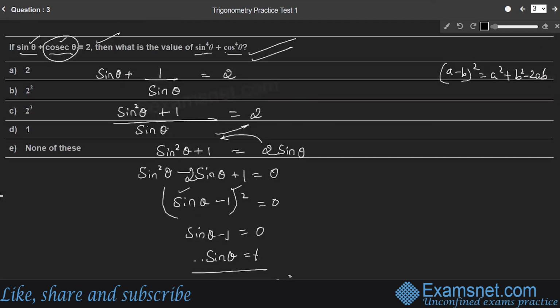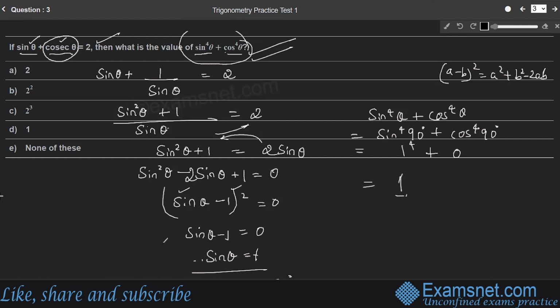Now come to the expression, right? So sine raised to 4 theta plus cos raised to 4 theta. So here theta is 90 degree, sine raised to 4 90 degree plus cos raised to 4 90 degree. Since sine 90 is always 1, so 1 raised to 4, cos 90 is 0, right? So which is equal to 1. Therefore, option D is the right answer.